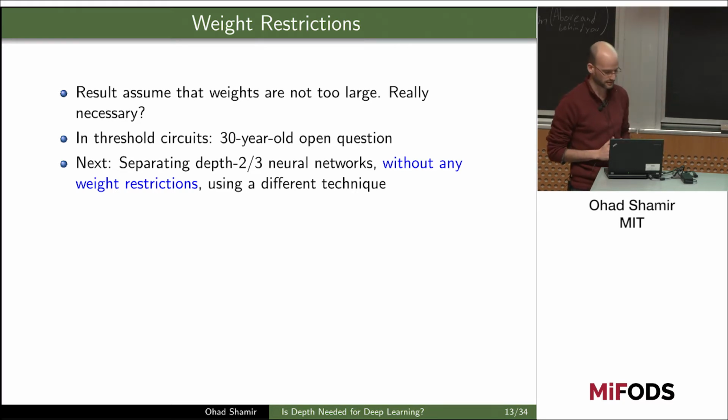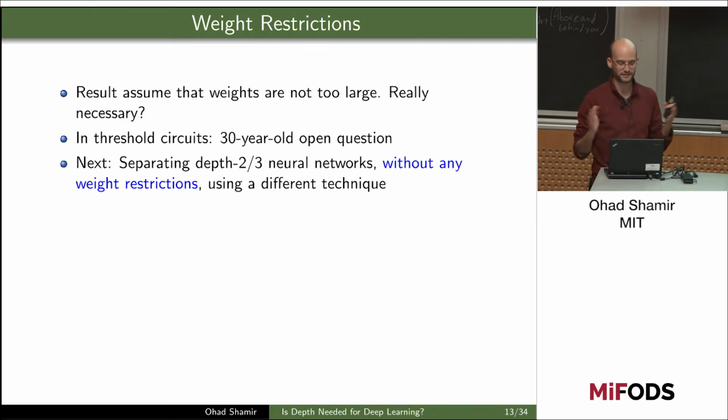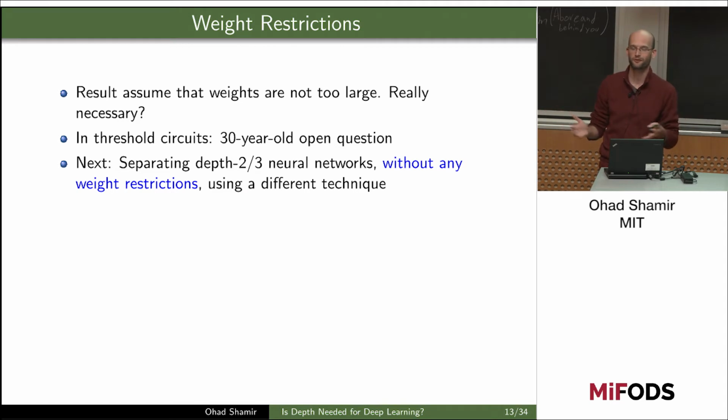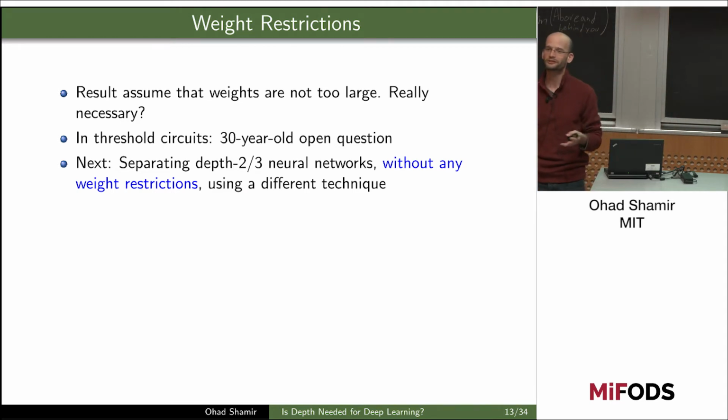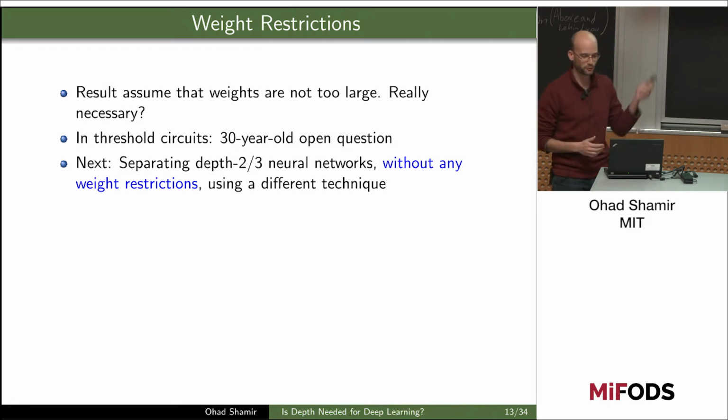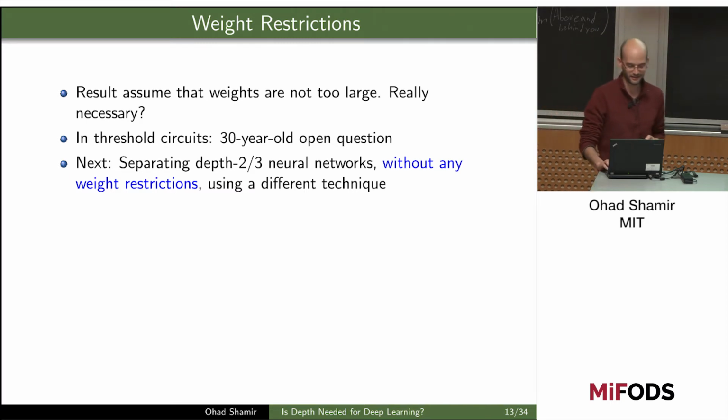OK, but now let's move on to more different techniques. The result I just discussed assumes that the weights are not too large. But is this really necessary? If we allow arbitrarily large weights, can we really express everything with a small depth-2 network? Not very likely. In the context of threshold circuits, proving that you can drop the weight restriction has been an open question for over 30 years.